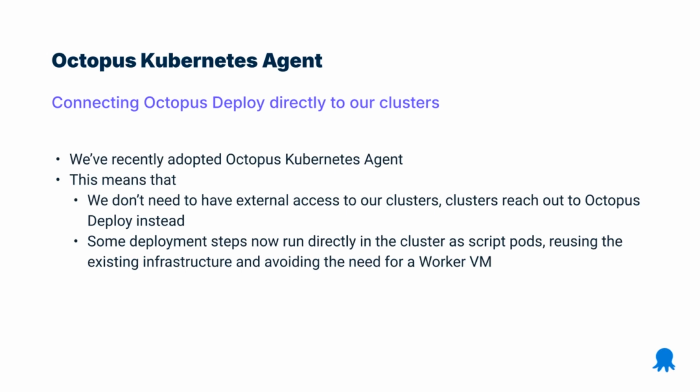You might have heard recently about the Octopus Kubernetes agent. We've been using this internally for Octopus Cloud, and this has allowed us to tidy up a few things. We now no longer require any external access to our clusters. Instead, the clusters reach out to Octopus Deploy to see what deployments need to happen. And some of the deployment steps in our deployment process can now run directly in the cluster as script pods, which allows us to reuse that existing infrastructure that we already have and avoids the need for us to spin up a worker VM.